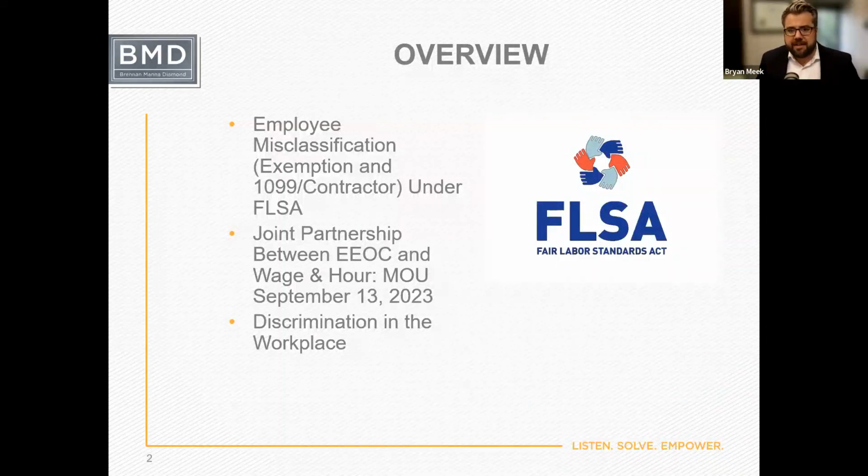So what I mean by this, and we'll discuss this more in a moment, is if the EEOC is doing an investigation into discrimination and they notice wage and hour issues, they're also going to be turning those wage and hour issues over to the Department of Labor and vice versa. So this is one of these times where these agencies really didn't communicate a whole lot together before this memorandum of understanding, but we're now expecting more investigations to come about as a result of this memorandum. But we'll get to that in a moment.